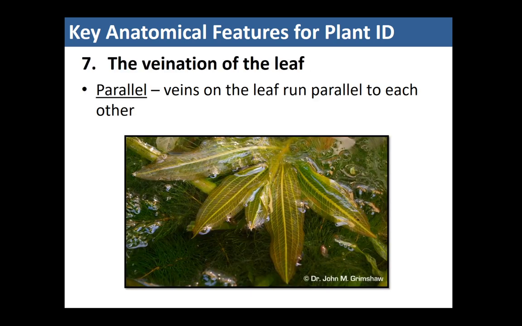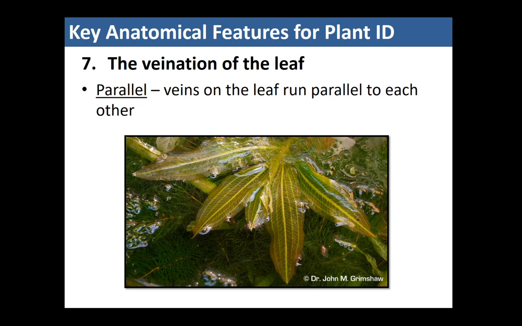Then the last anatomical feature we're going to go over deals with the venation of the leaf. So looking at how the veins on the leaf, the transport vessels, take on certain types of direction or shape. So the first botanical term to describe venation is called parallel. So parallel veins are when the veins on the leaf all run parallel to each other. At least the primary, most obvious veins on the leaf all run parallel.